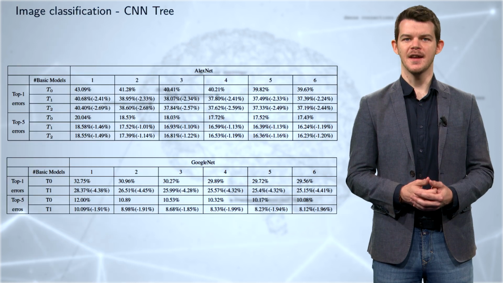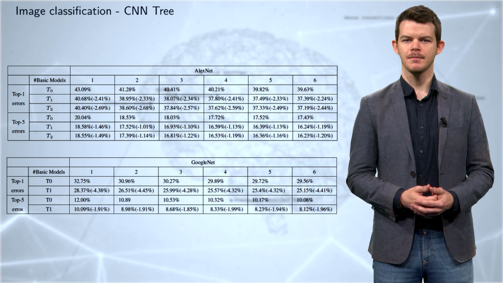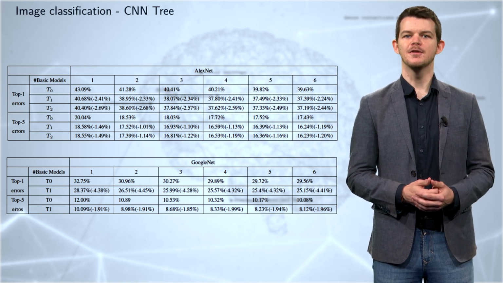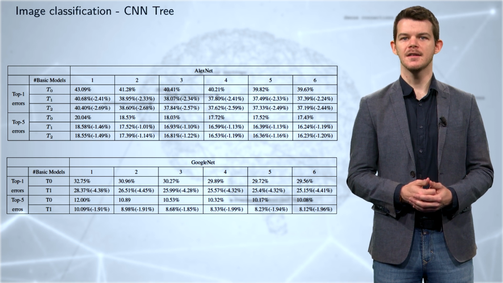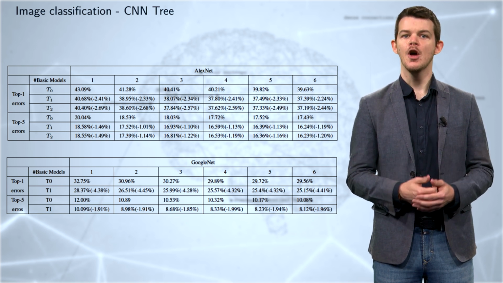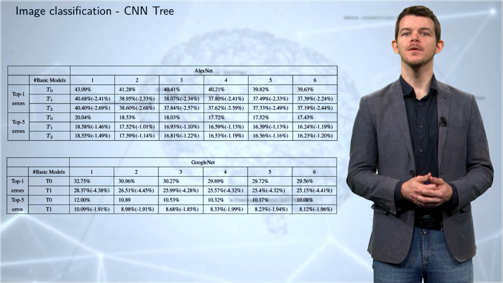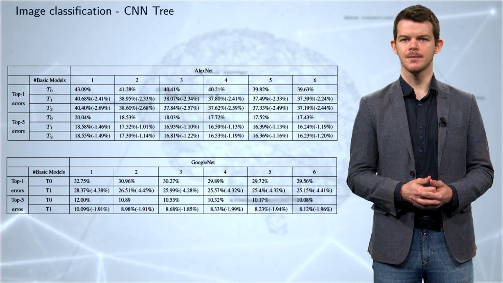Let's look at the first table. Each column corresponds to different architectures for AlexNet. On the left, you see that you have different basic models where T0 corresponds to a single AlexNet, T1 corresponds to an architecture composed of a first AlexNet and then other AlexNets trained on each automatically created subgroup. This is a tree structure with a depth of 1.